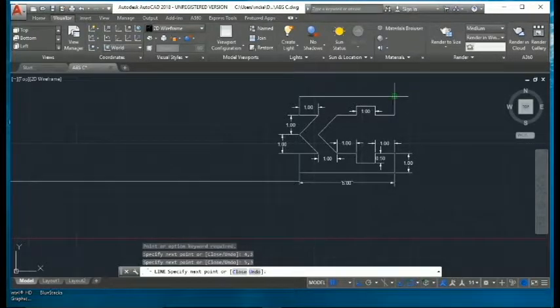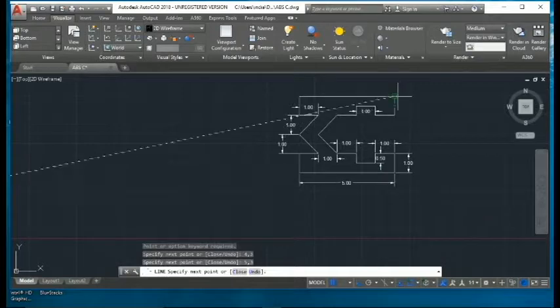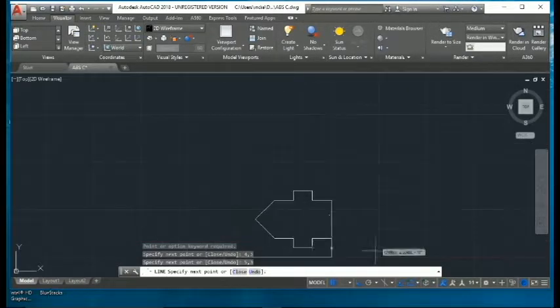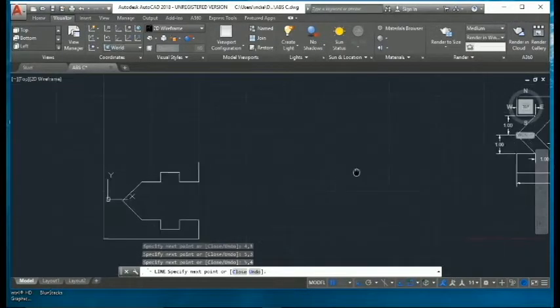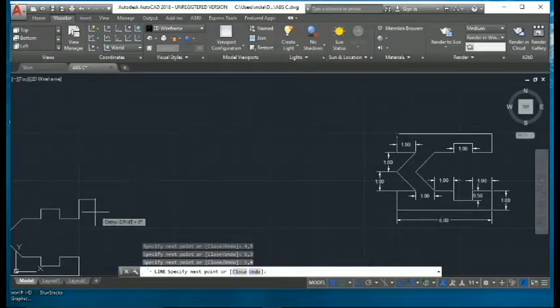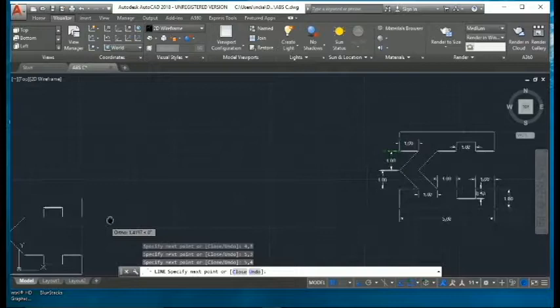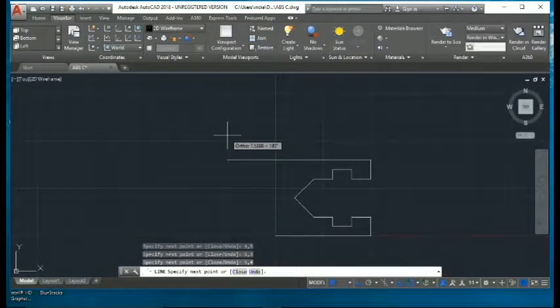Next point is this point, whose coordinate value is 5, 4. Type 5, 4, then enter. And the next point is this point. The x coordinate value of this point is 0 and the y coordinate value is 4. So this point will be 0, 4. Let's type 0, 4, enter.